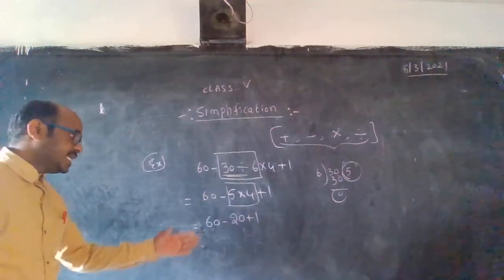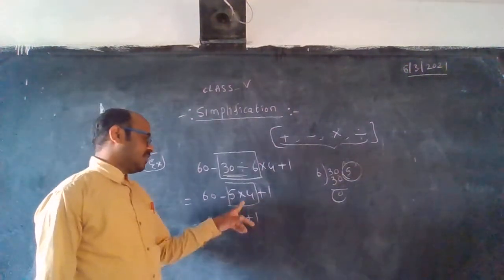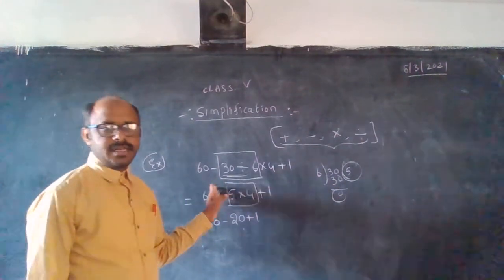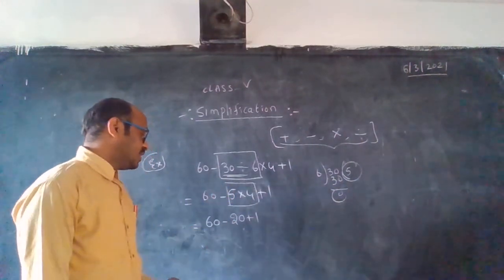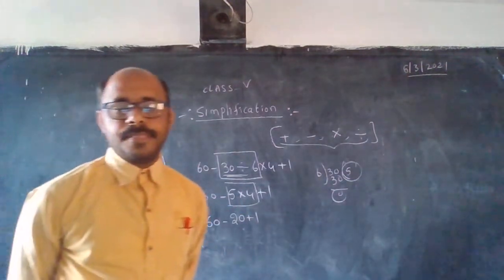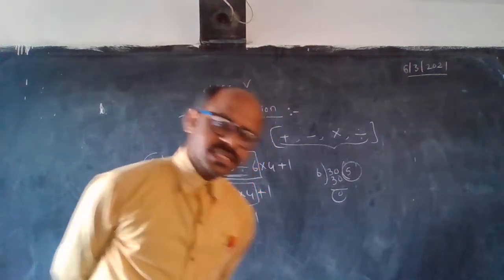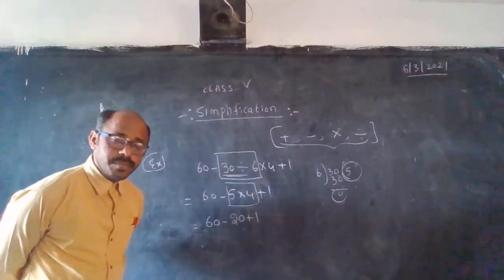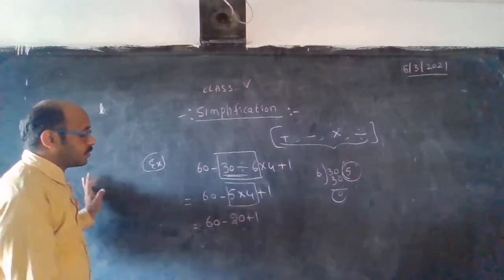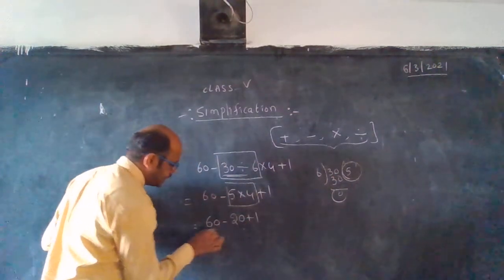Okay, children. Next, only two symbols are there. We eliminated multiplication. Over. We applied the symbol. Completed. Next, which one is there? Addition is there. Subtraction is there. Only two are there. How to do it? Right. First we have to apply the addition symbol.